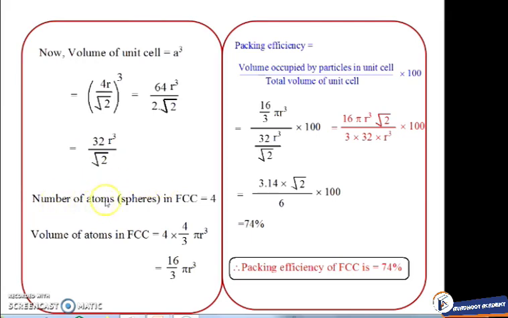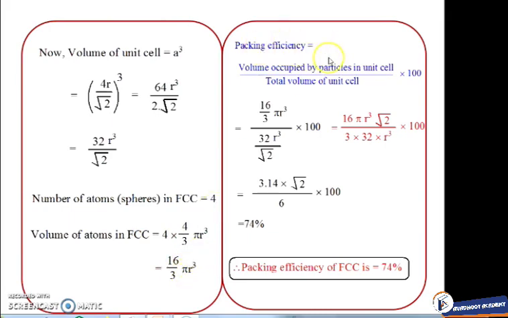Now we know that the number of atoms or spheres present in a face-centered cubic cell is equal to 4, and the volume occupied by each sphere is equal to 4 by 3 pi r cube. Therefore the volume of 4 atoms present in face-centered cubic is equal to 4 into 4 by 3 pi r cube, that is equal to 16 by 3 pi r cube.